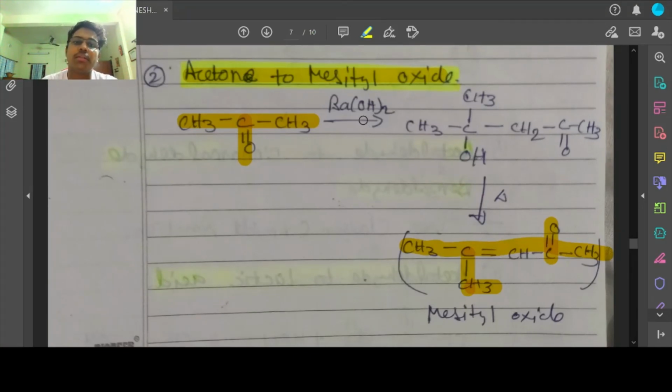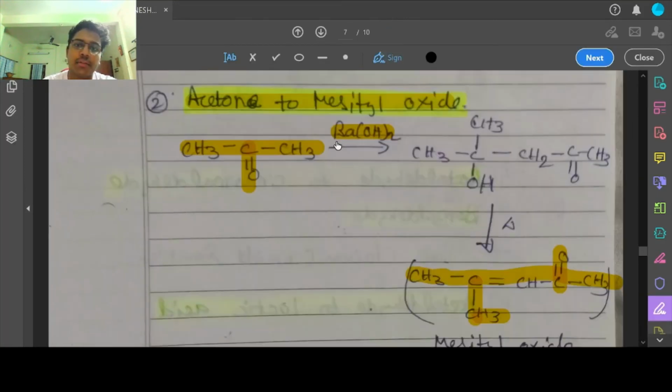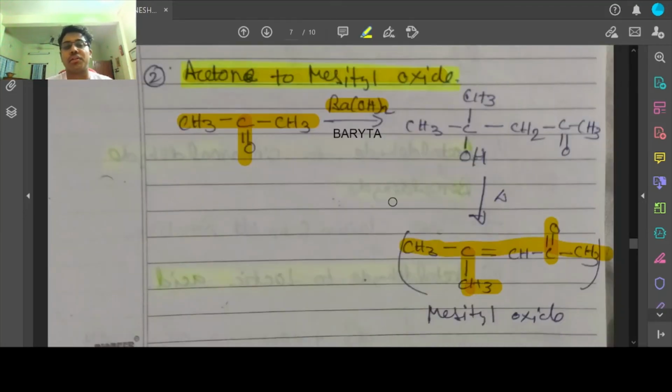Okay, so baryta, this is Ba(OH)2, barium hydroxide, is also known as baryta. So acetone, in the presence of baryta, a weak base, undergoes aldol condensation. After this aldol condensation, one OH from here and one H from here get removed due to dehydration, and the double bond replaces it. There was a single bond, now it is a double bond.